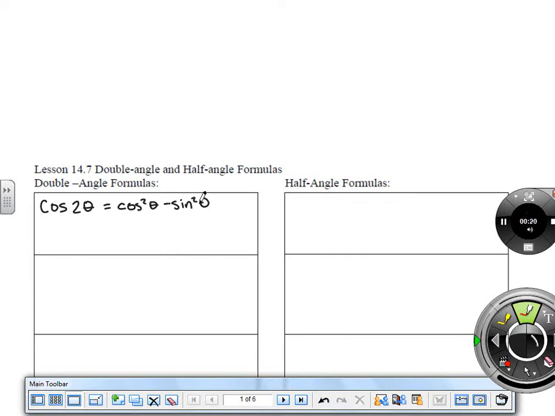So cosine of a double angle equals the cosine squared of the angle minus the sine squared of the angle. Or, because we could substitute for cosine squared or sine squared from our Pythagorean identity, we could get these other versions of the formula.